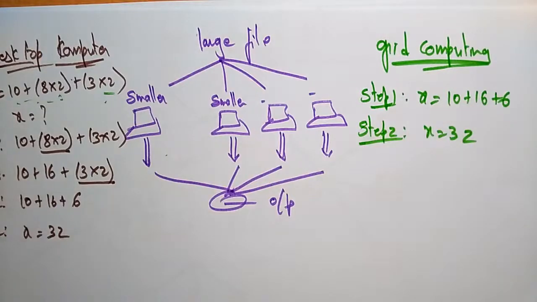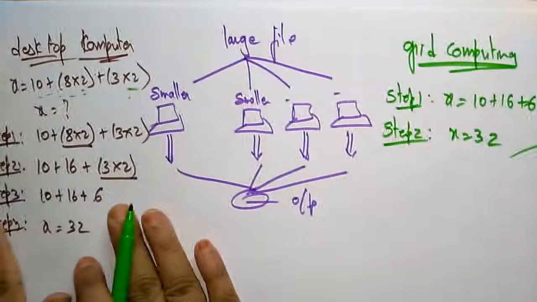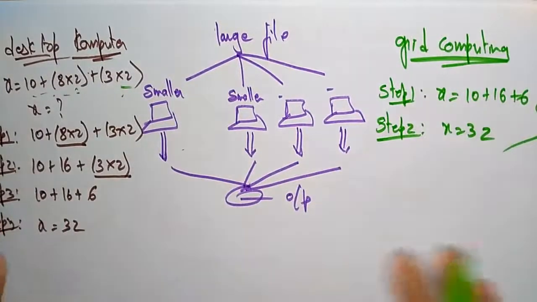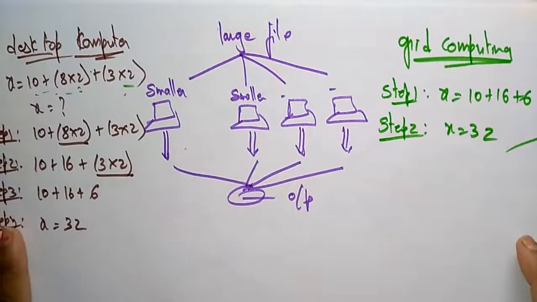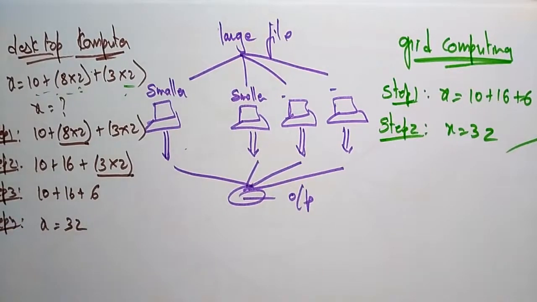Due to the multiplicity of resources, the overall effect is that only fewer steps are needed, which translates into shorter time frames. So when compared to a desktop, grid computing calculates as fast as it can by using multiple processors. So this is about grid computing. Thank you.